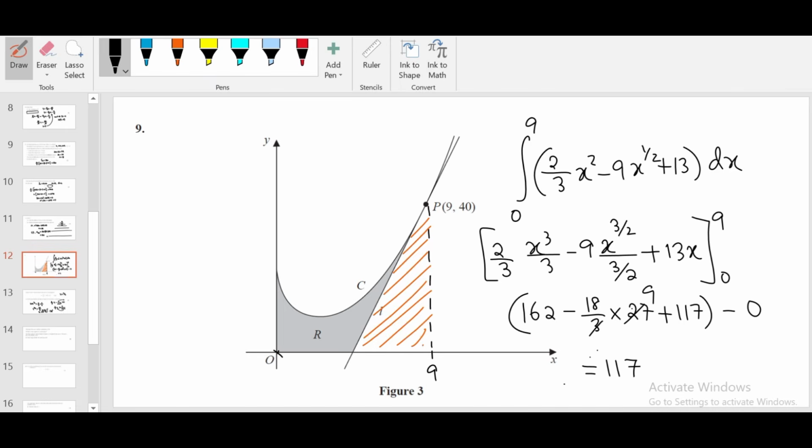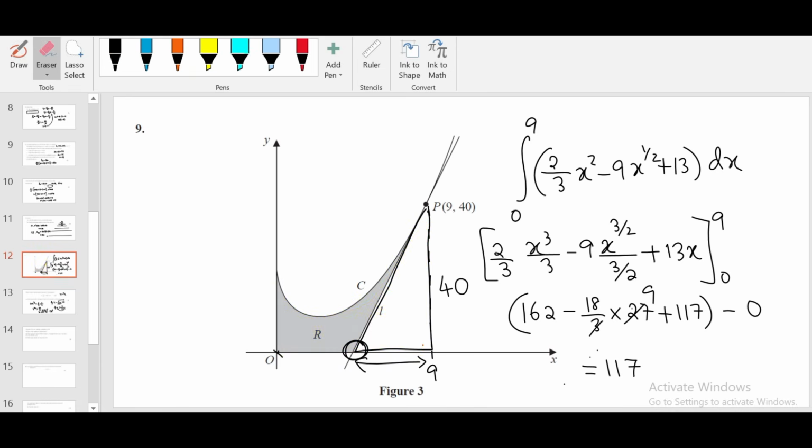This 117 is the whole area below this curve. This whole area. So we got the whole area already. Now the next thing, we are going to find the area of this triangle. We know the height of the triangle is 40. To find the base, we need the x-intercept of this straight line.